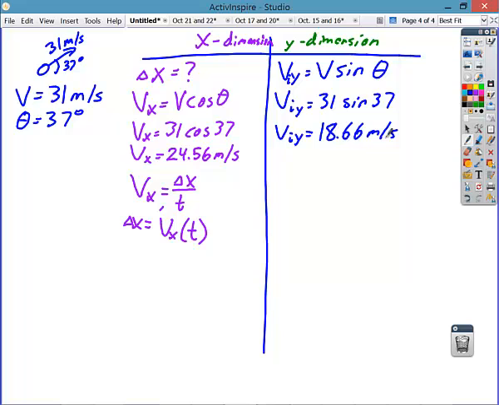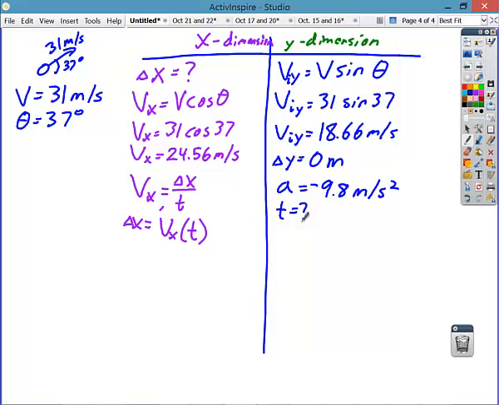Other things that you know in the y dimension. This soccer ball is kicked from the ground, it falls back down to the ground. So what's delta y? Delta y is equal to 0. So it starts off and it ends in the same spot, right? Starts off on the ground, ends on the ground. So delta y is equal to 0. I know that acceleration is equal to negative 9.8 meters per second squared. And I know that I'm looking for time. Need to rearrange that formula.